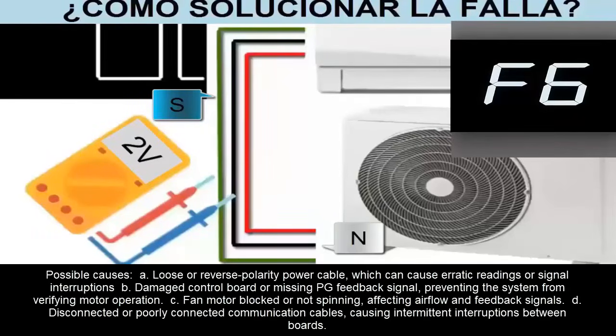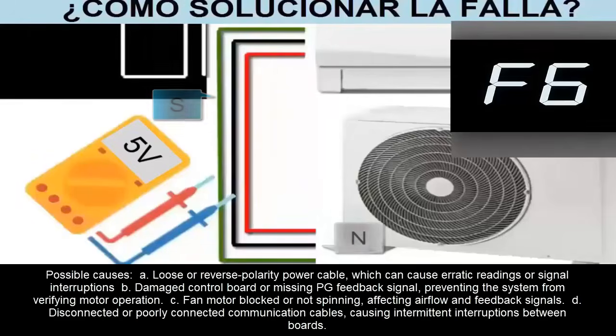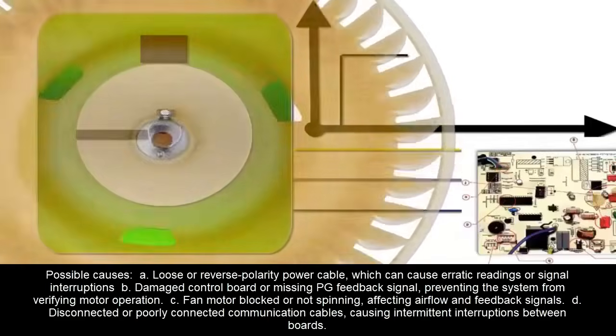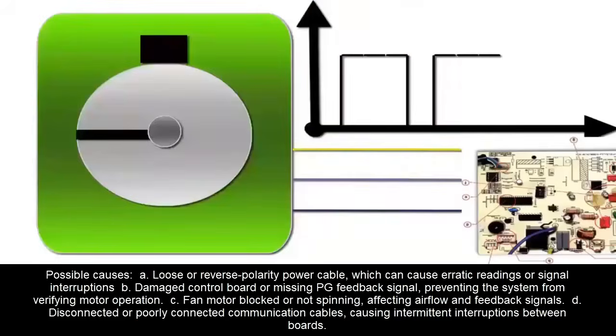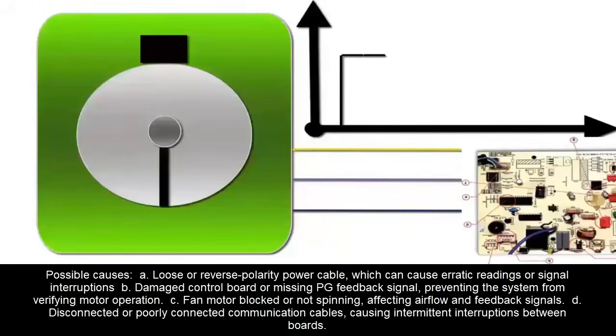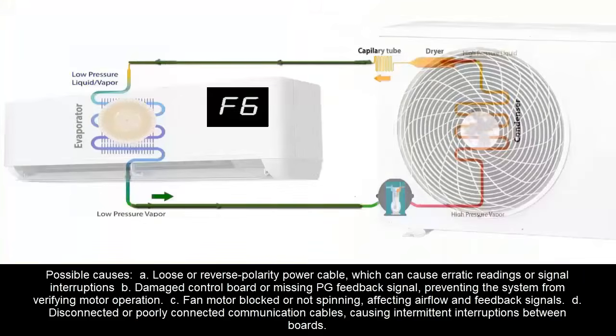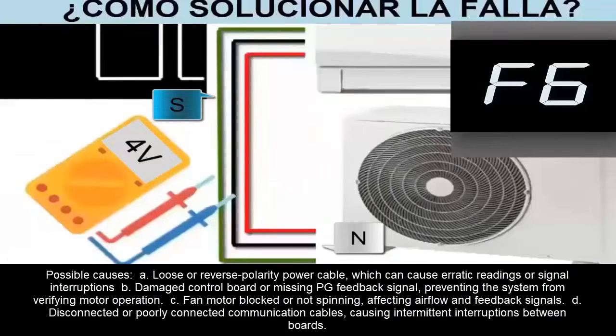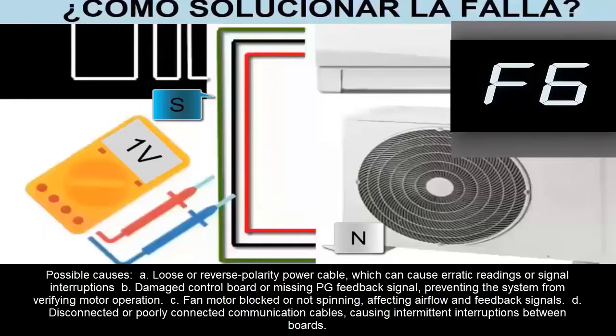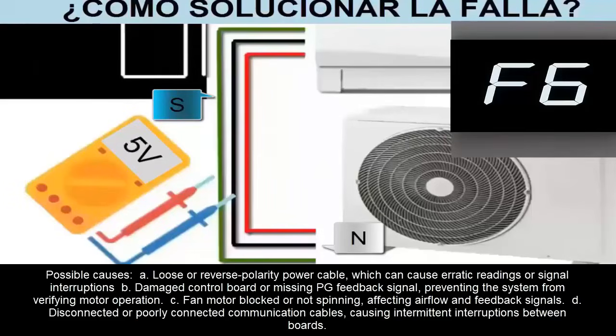Possible causes. A. Loose or reverse polarity power cable, which can cause erratic readings or signal interruptions. B. Damaged control board or missing PG feedback signal, preventing the system from verifying motor operation. C. Fan motor blocked or not spinning, affecting airflow and feedback signals. D. Disconnected or poorly connected communication cables causing intermittent interruptions between boards.